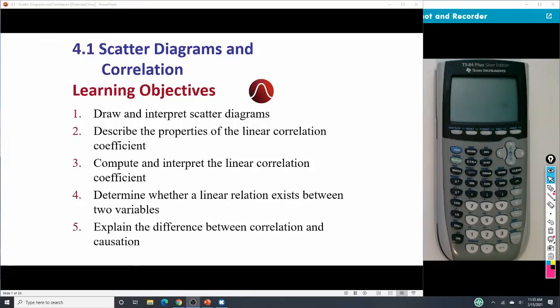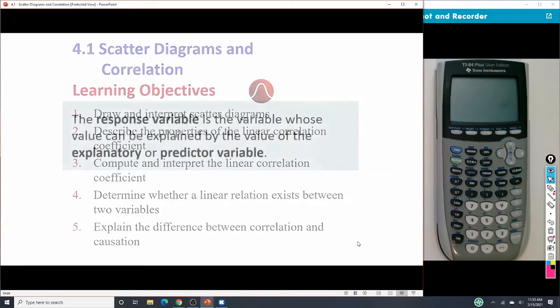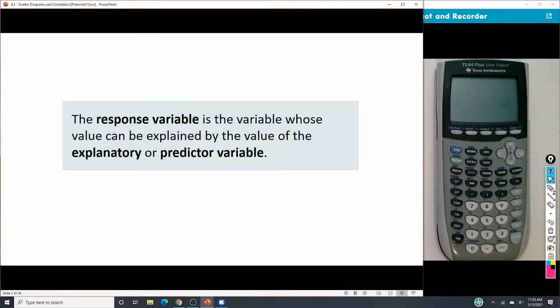All right, 4.1 scatter diagrams and correlation. So we'll look at all of these different things going on here today. All right, so just as a reminder, the response variable is the variable whose value can be explained by the value of the explanatory or predictor variable. So paying attention, what is our response variable? What is our explanatory variable moving forward?